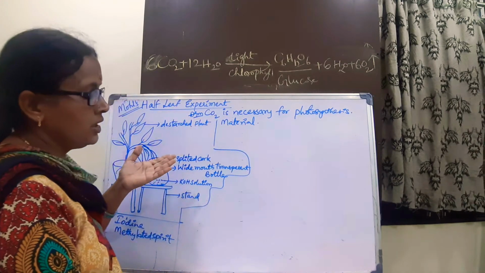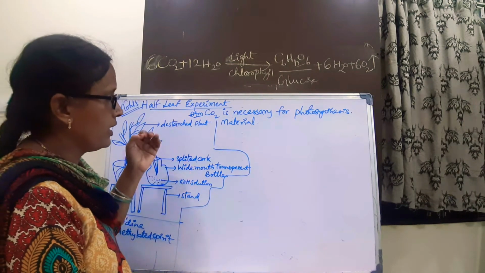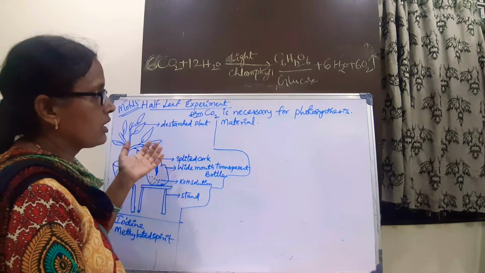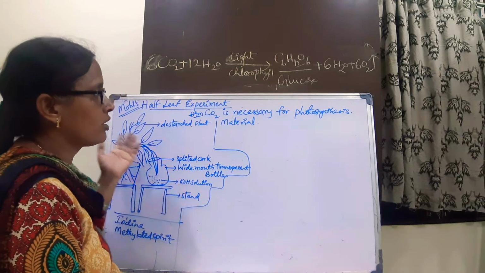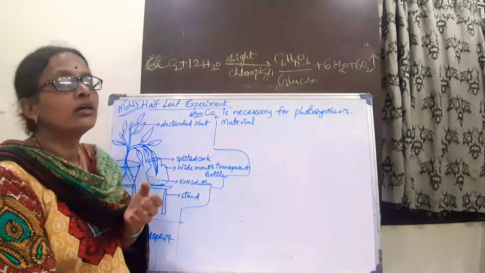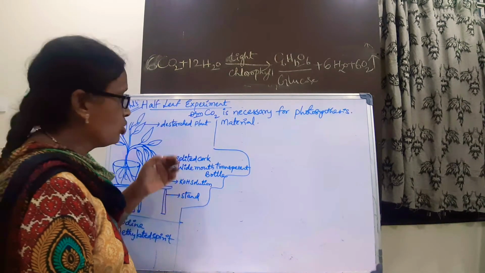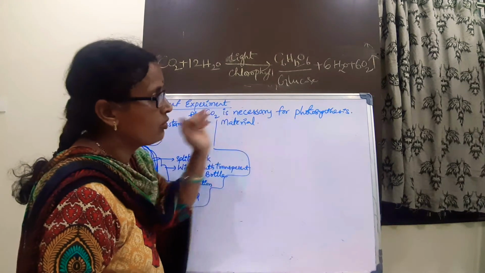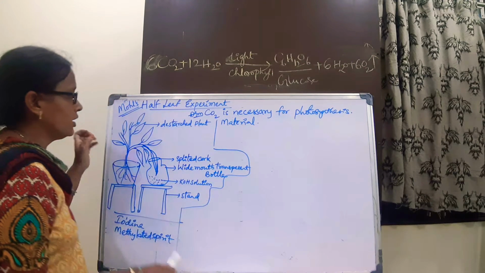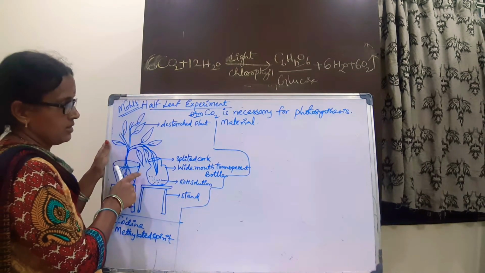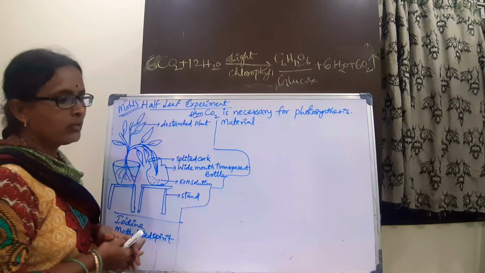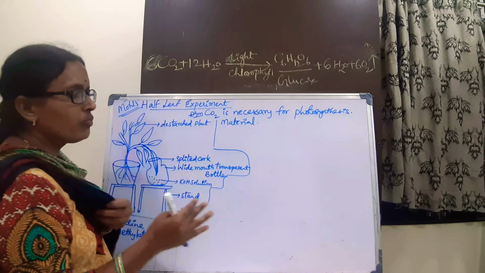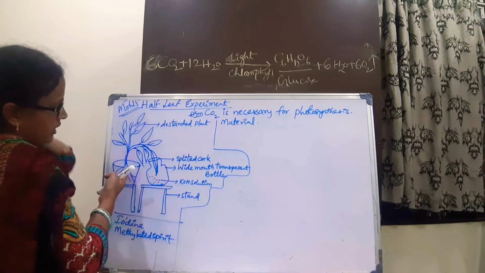For each and every lab activity, we need to know the aim, the required materials, and next the procedure, then the observations, and finally our result or inference. The aim of the experiment is already there: carbon dioxide is necessary for photosynthesis. Here we are taking a potted plant. Why are we taking a potted plant? Because it is very easy to shift between the dark room and the sunlight.